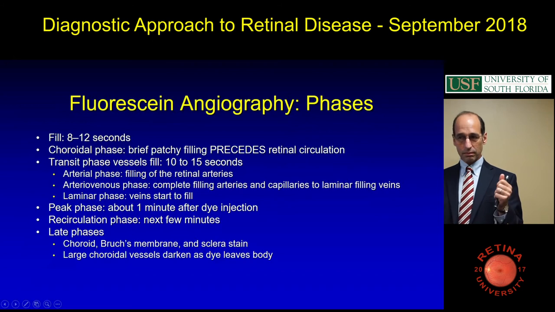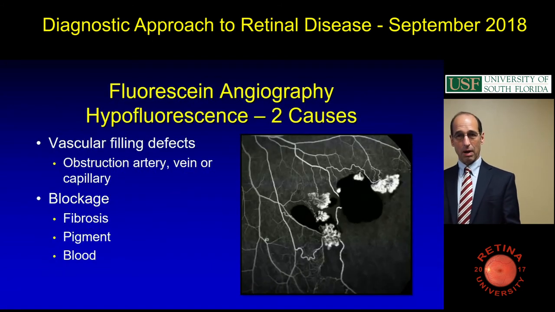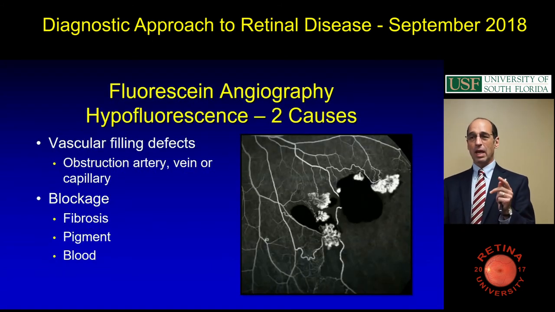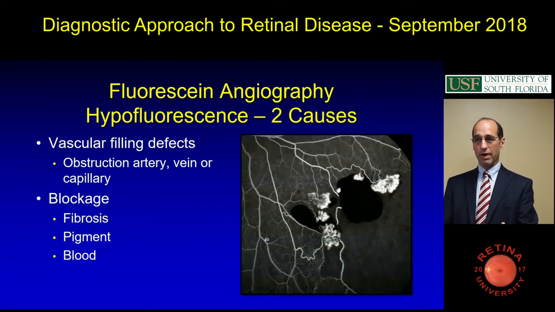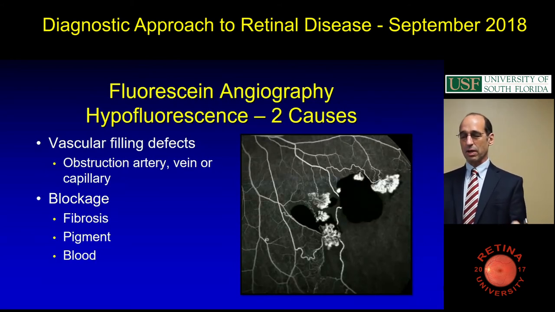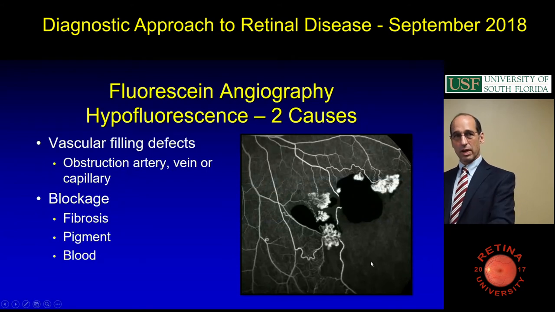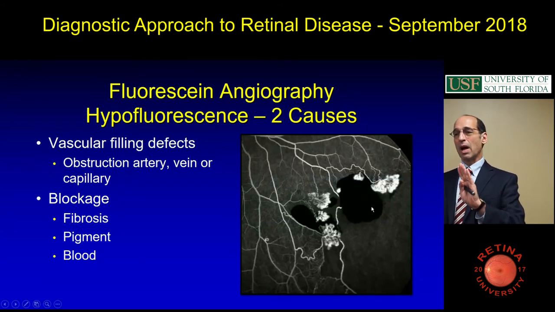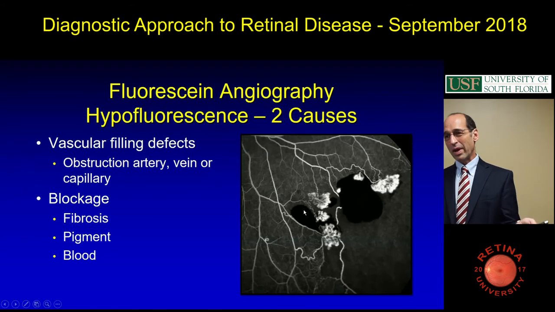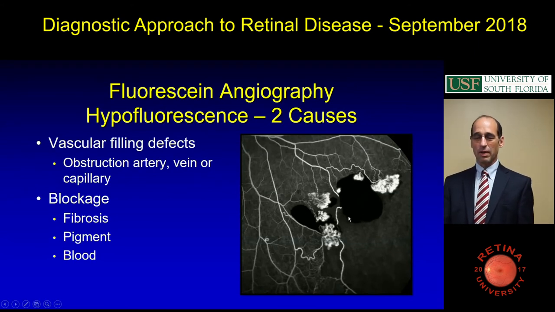So one way, which we're probably going to keep harping on every single month, is there's two causes of hypoautofluorescence. Okay, one is a vascular filling defect, which is either vessels obstructed, arteries obstructed, veins obstructed, capillaries obstructed, there's a defect. The other one is something's blocking. And things that block are typically pigment and blood. Fibrosis, I guess, can too, and exudates can, but it's mostly pigment and blood.